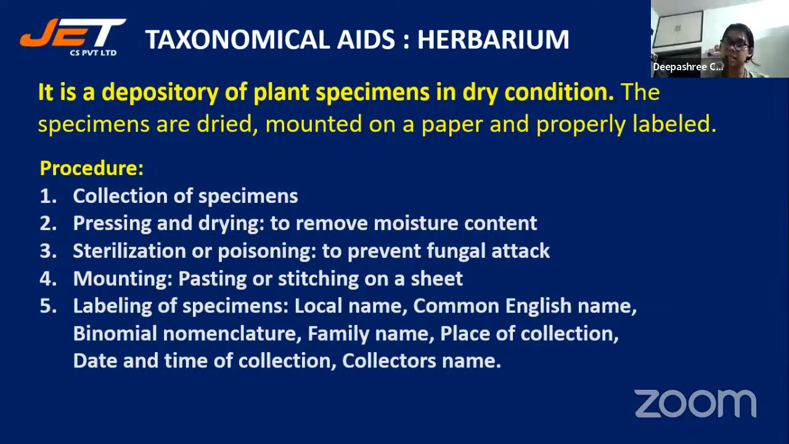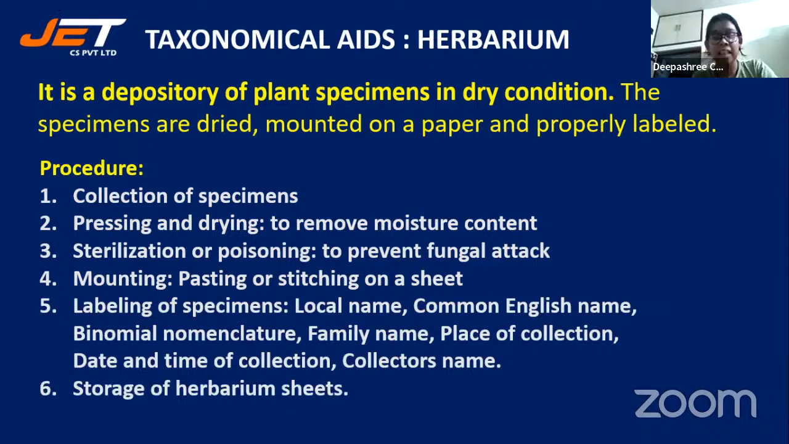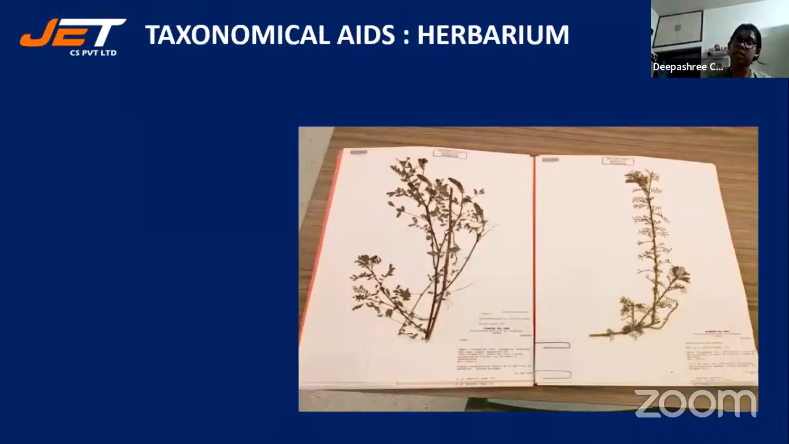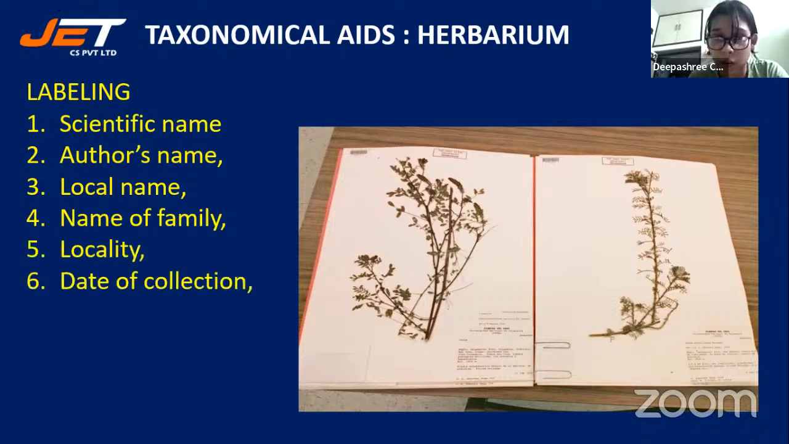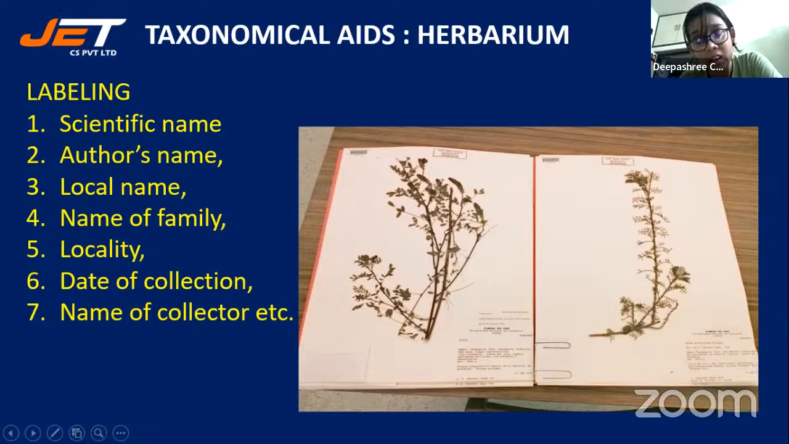This is one of the main procedures that even botany students do in order to remember the plant or specimen they have collected. And then you can store this herbarium. These are pictures of the herbarium, and this picture gives the information. For the labeling, you have to write the scientific name, the author's name, the local name, the name of the family, the locality, when you collected it, and the name of the collector. These points are already included in NCERT books.